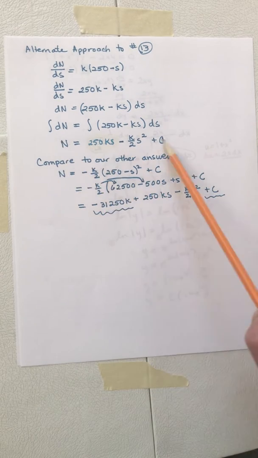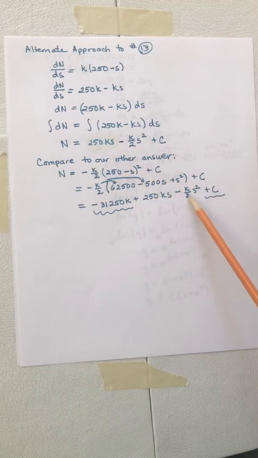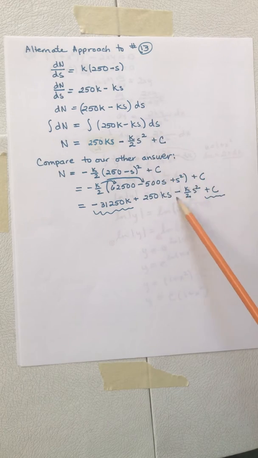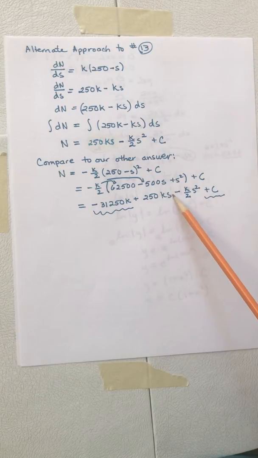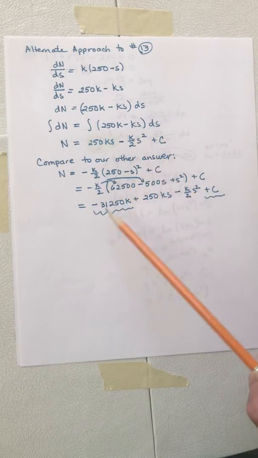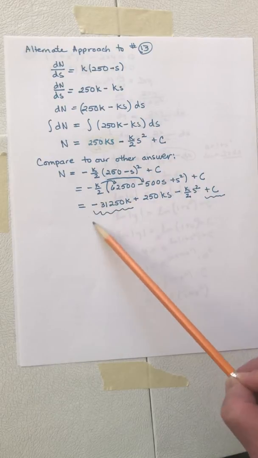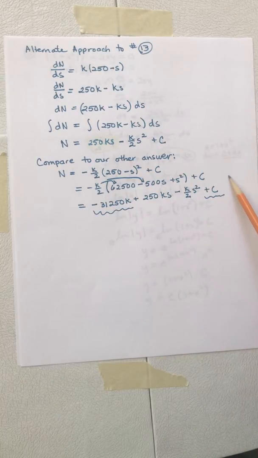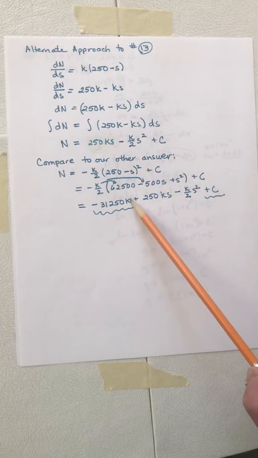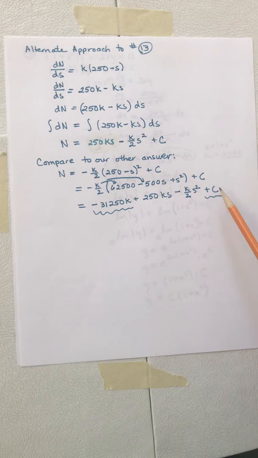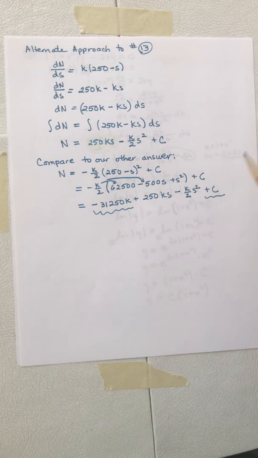It looks a little different from this answer here. Let's compare. Well, we both have plus c. We have negative k over 2 s squared, negative k over 2 s squared. We have positive 250ks. We have positive 250ks. So really the only difference is this negative 31,250k. But guess what? That represents a number. And guess what C represents? A number. So we can consider that these are equivalent in that if we take the negative 31,250k added into the C, we would get the same answer here. Okay, just wanted you to see that.